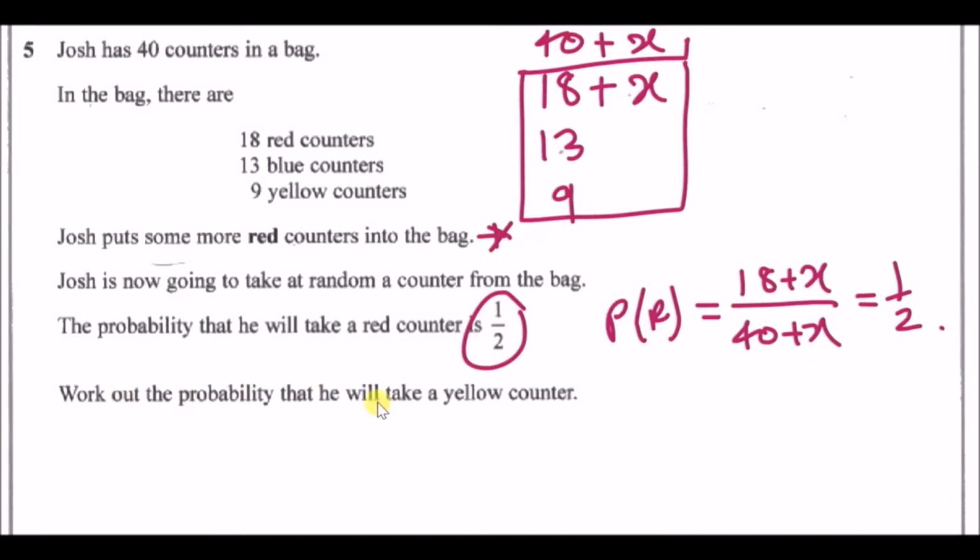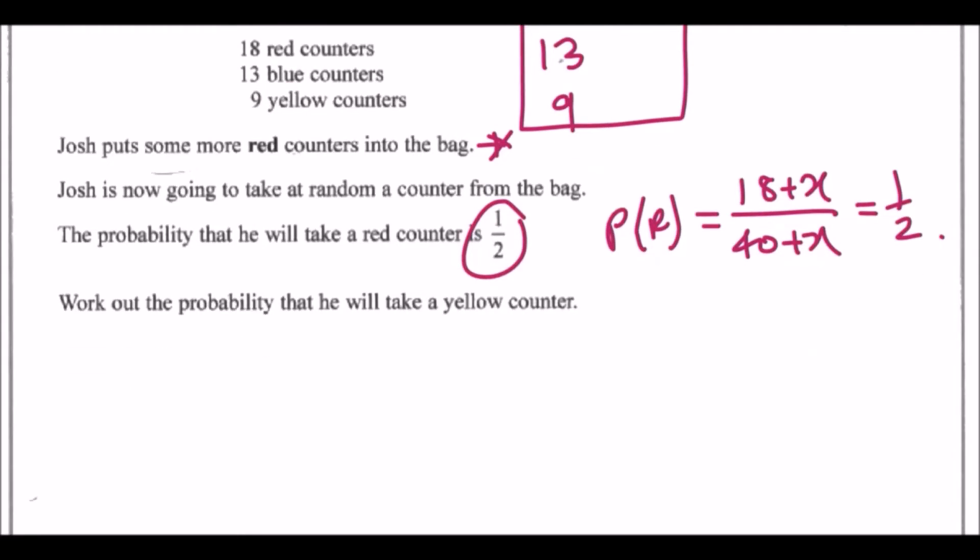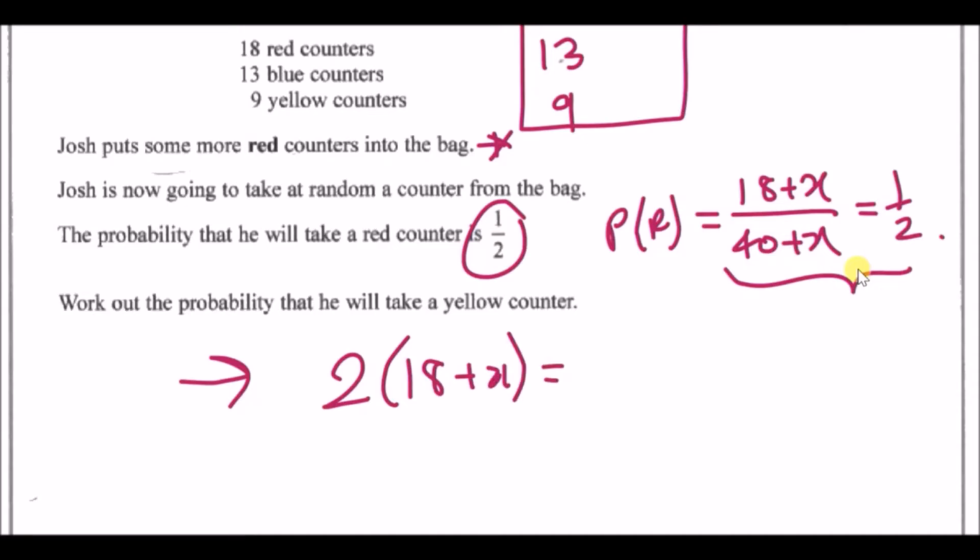Work out the probability that he will take a yellow counter. So we can work out what yellow is later. Let's go ahead and figure out what the value of X is. Once we have X, we'll know exactly how many counters are in the bag, and then we can work out the yellows. Solving this equation, the easiest way is to firstly clear the fraction. In other words, multiply 40 plus X across and 2 across. If you do that, you're going to have 2 times (18 plus X) equals 1 times (40 plus X).